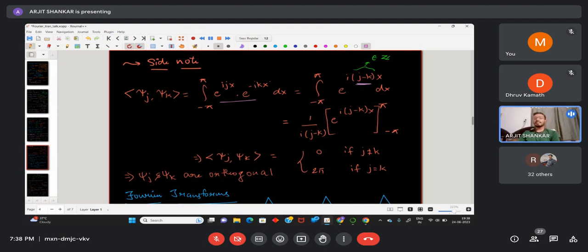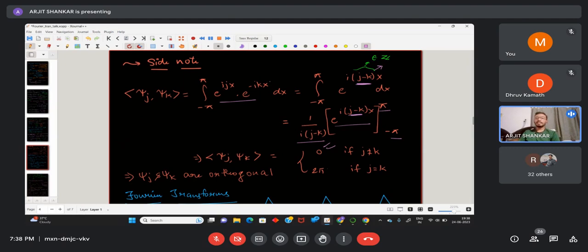Now, what is this j minus k? This is an integer value, right? So if you perform this integral, we know what the integral of e to the power of something is: it is simply that same value divided by the extra factor. So that's why 1 upon i times j minus k came over here, and everything else is the same. The limit is again going from minus pi to pi. You can see that if j is not equal to k, then this will give you 0.